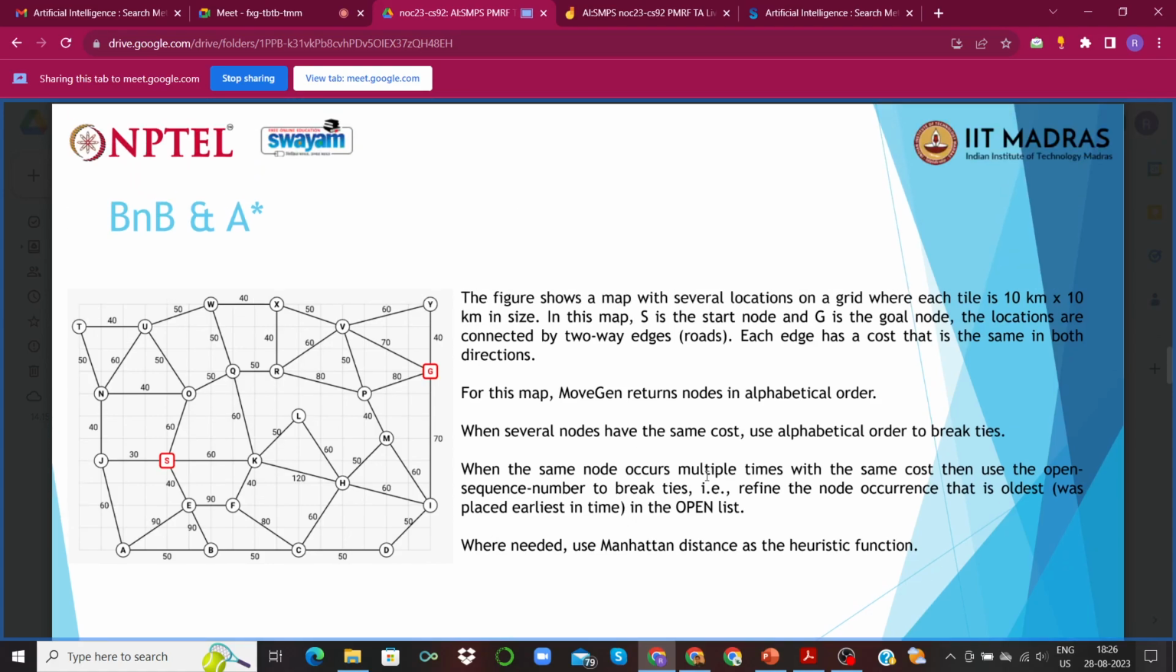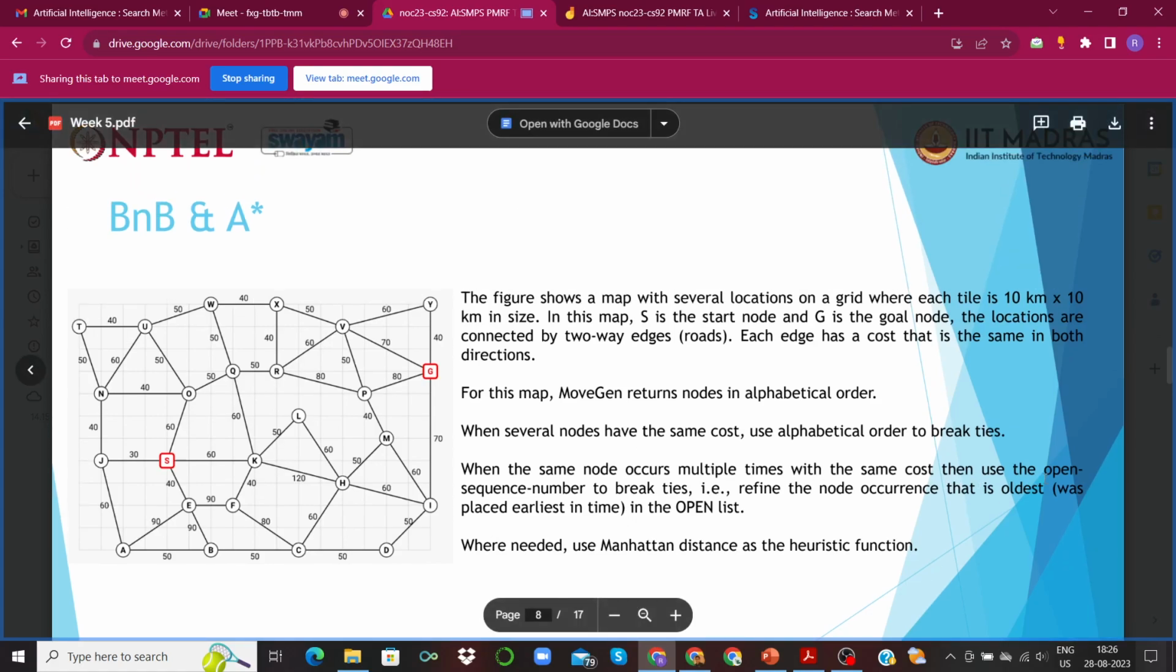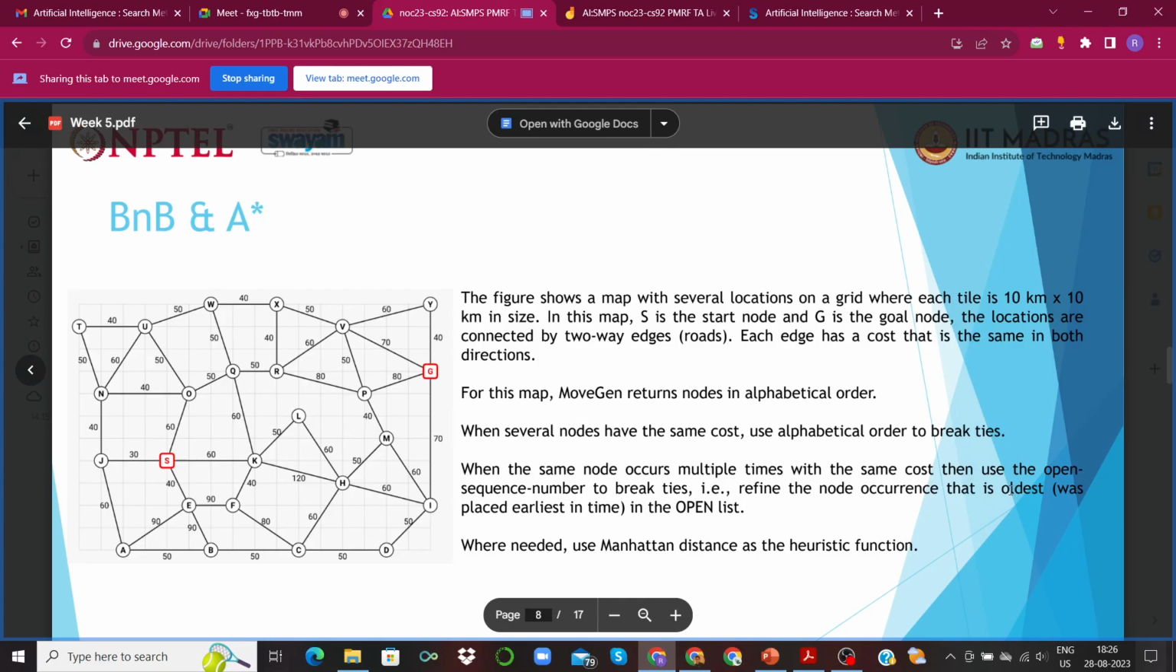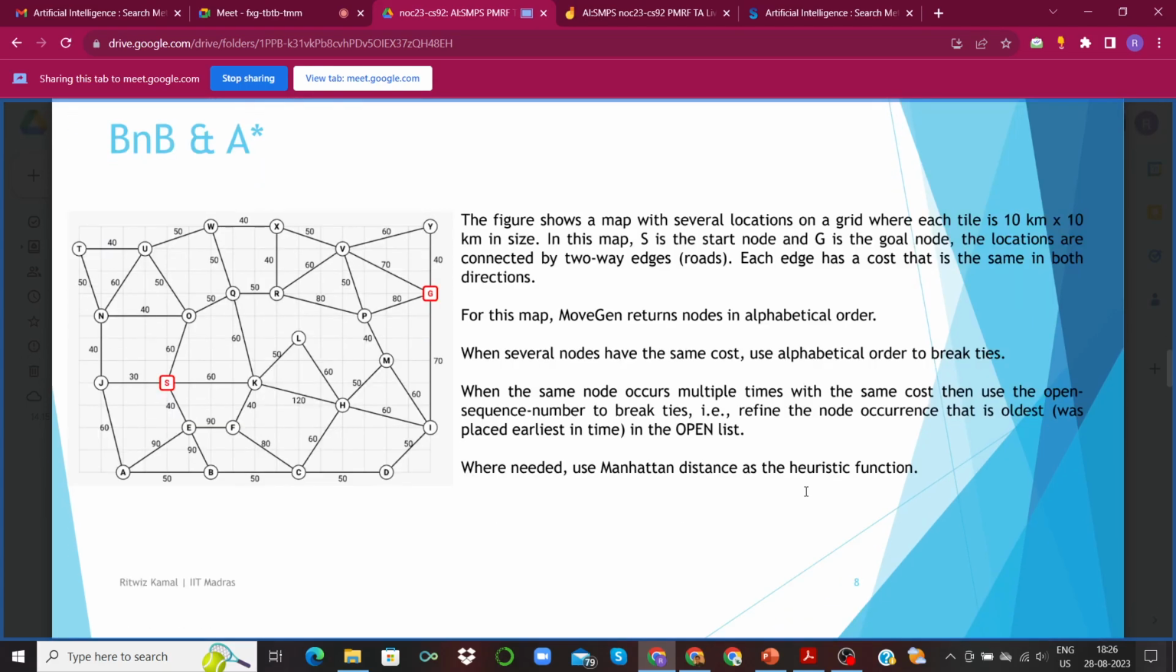Also, when the same node occurs multiple times with the same cost, we use the open sequence number to break the ties. That is, we refine the node occurrence that is the oldest, or was placed earliest in the open list. This might seem like a bit of jargon right now, but as we go through the steps, this will become clearer. And again, we use Manhattan distance as the heuristic function.